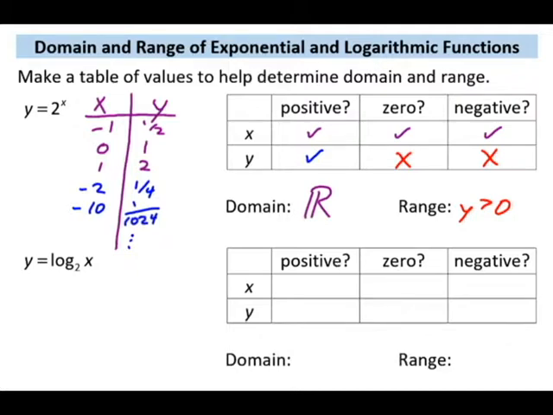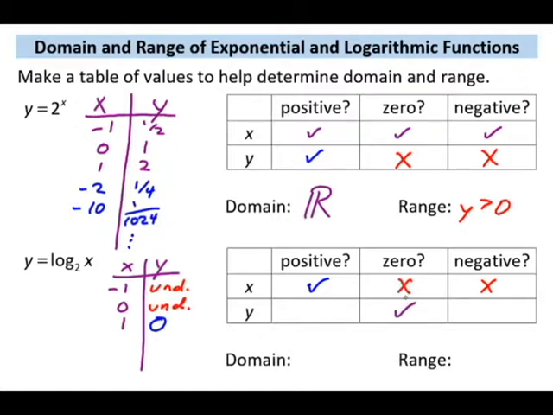Let's try the same thing with logs. Log base 2 of negative 1. Well, what power can we raise 2 to get negative 1? Well, we just saw that we can't. What power can we raise 2 to get 0? Again, we saw that it can't be done. What power can we raise 2 to get 1? Well, 0. So right away it becomes clear that negative x's are not allowed and 0 is not allowed. Positive numbers seem to work though.